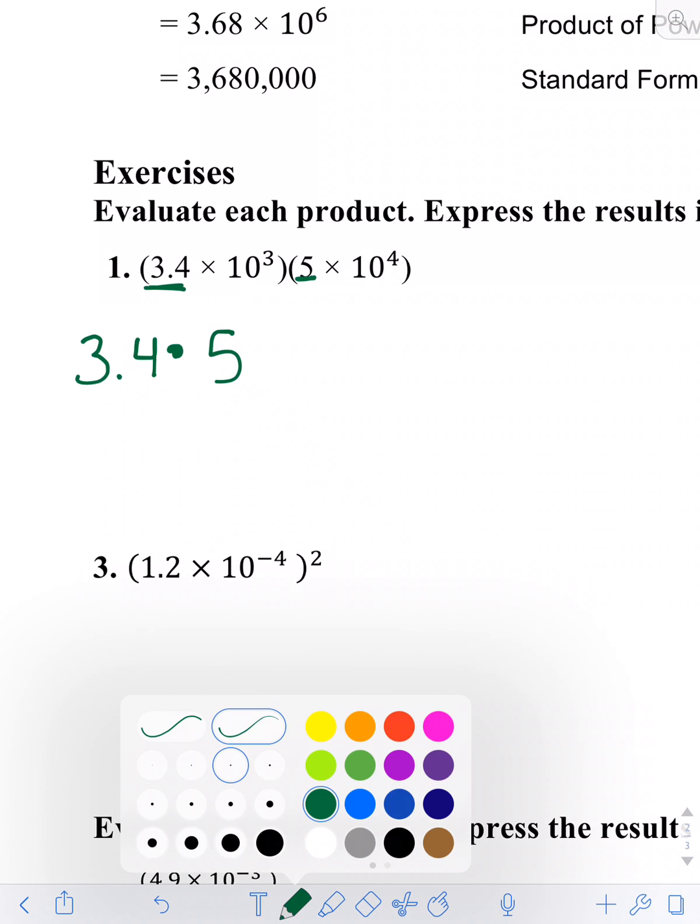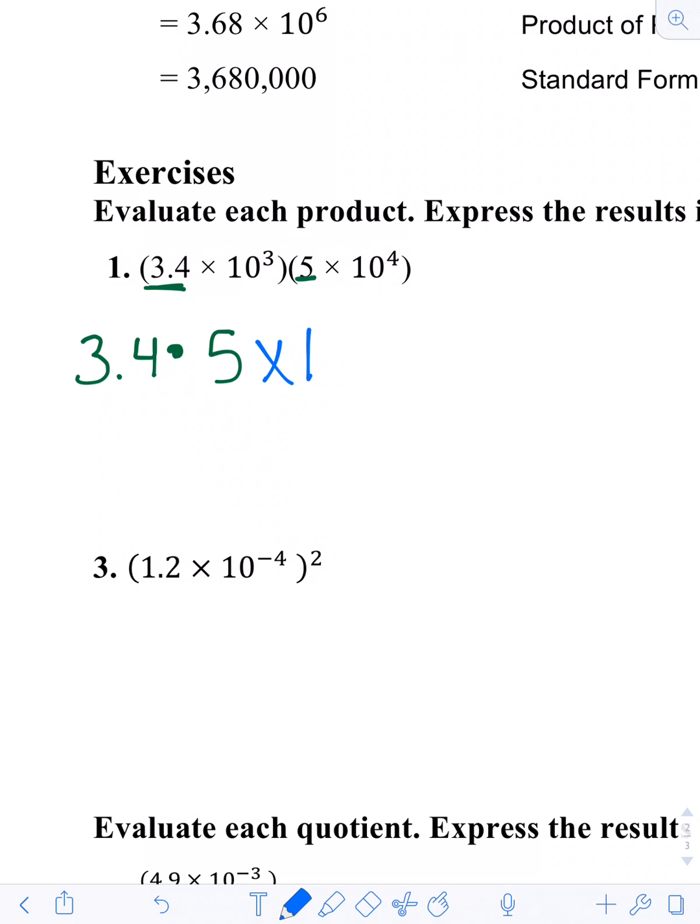Okay, and then we have to say times 10. Okay, and now we're going to look at our little exponents up here. And this is why you had to know all the exponent rules. Whenever you multiply, you add. So this is 3 plus 4. Okay, so we're going to do 3.4 times 5, and that gives us 17 times 10. 3 plus 4 is 7.